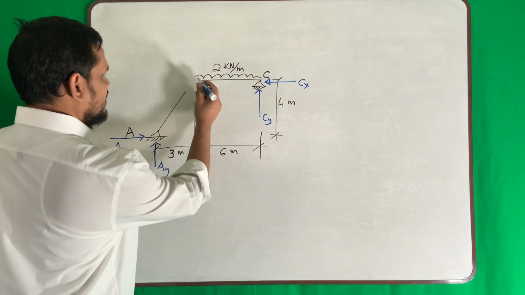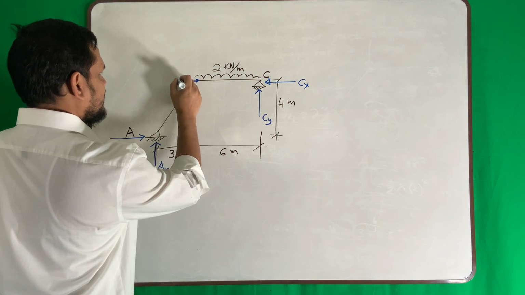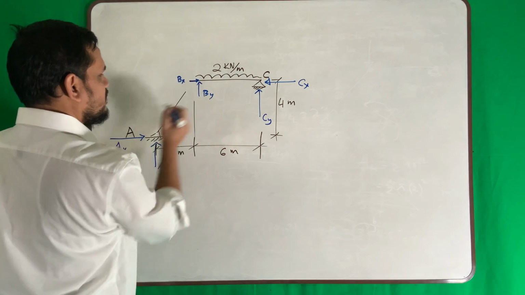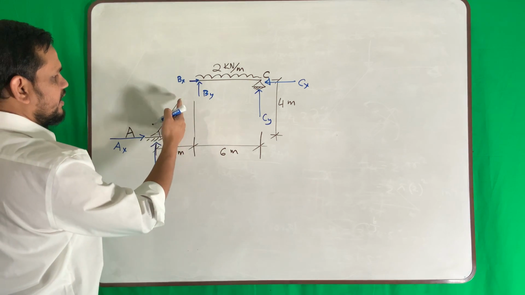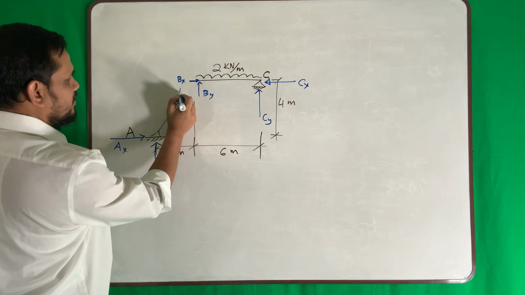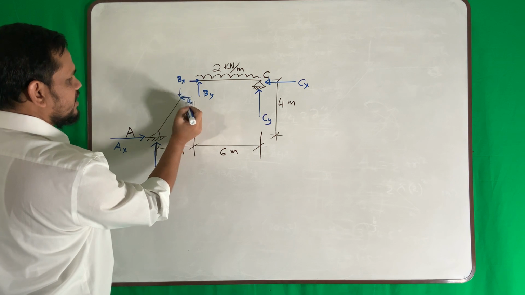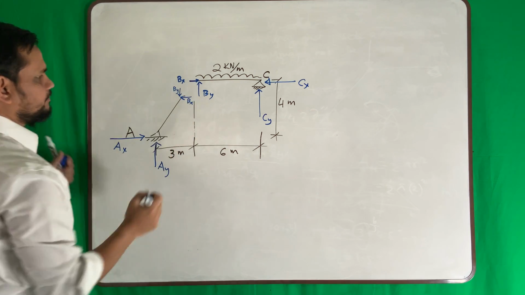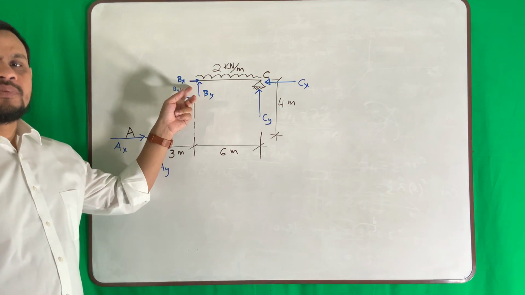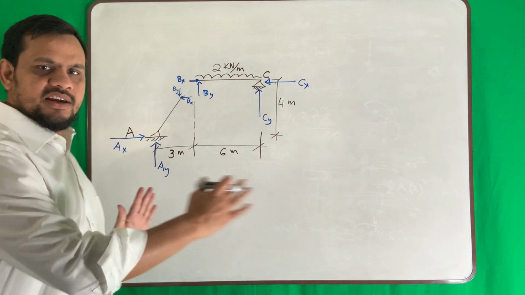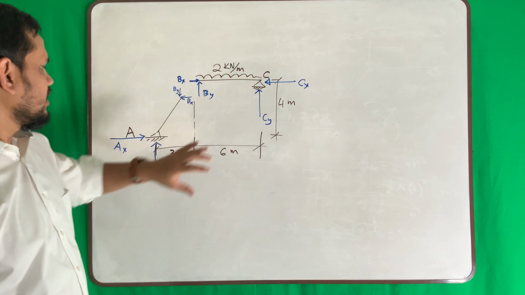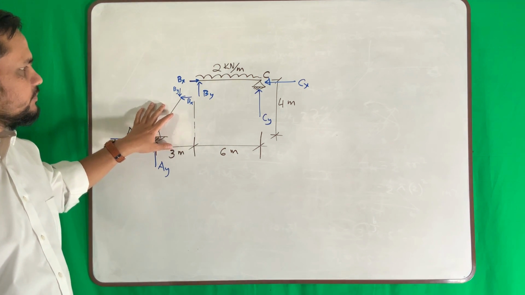Say I am assuming this way is my Bx, and this way is my By. Same thing here, it will be opposite. So in this way, Bx will be this way, By will be this. Now there is no moment here because it is a pin. As I detached, my life became very simple. I can take moment, I can consider only this portion, whatever.